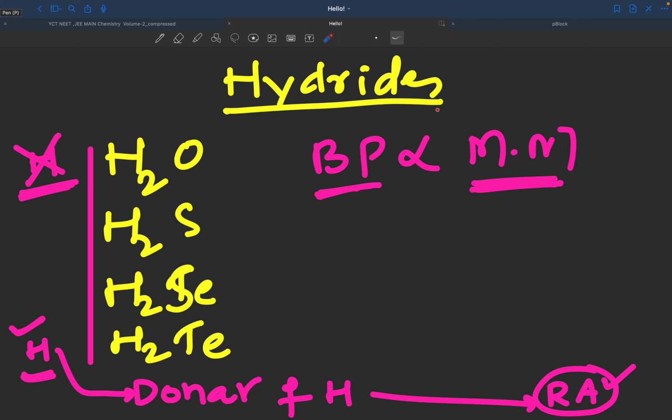After 20 you will not find anything except noble gases. All of them will be solids or liquids. So the molar mass of H2O is 18, we know it. And this is going to be 34, and this selenium is going to be very much bigger, tellurium is bigger. So what would be the expected order of boiling point from top to bottom?